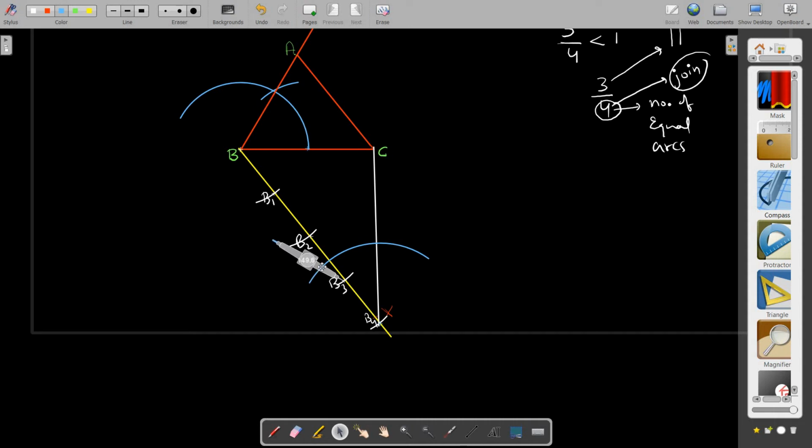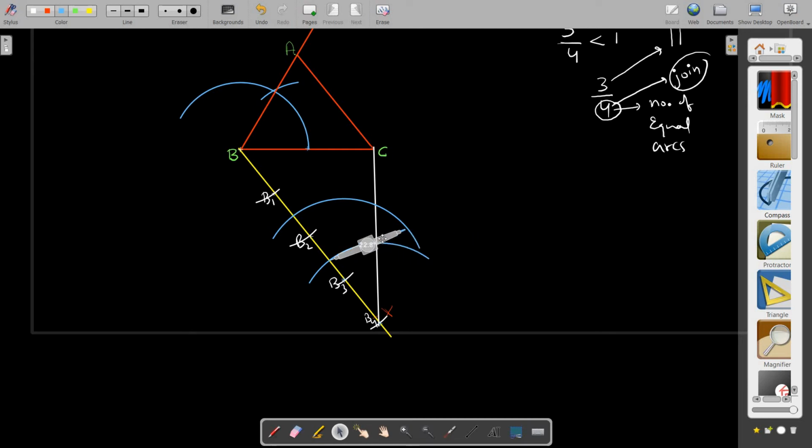put the pointer at B3. Why? Because at the third division, the numerator number is 3. At the third division, we have to draw a line parallel to the joined line, that is B4C. So pointer at B3, draw another arc. So once pointer at B4, next pointer at B3. Now measure angle B, B4 and C.